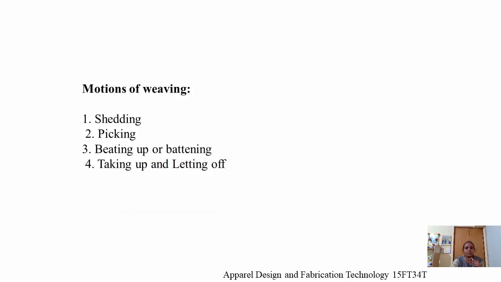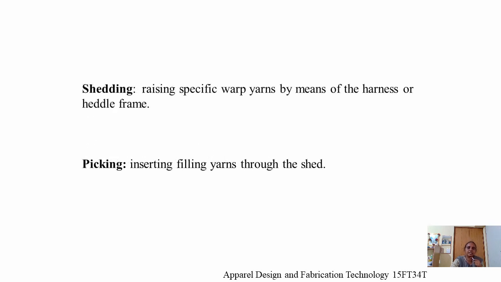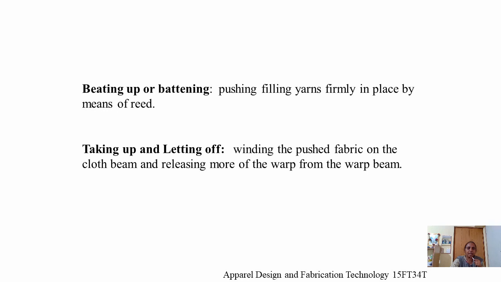Next, the motions of weaving. What are the motions of weaving? Shedding, picking, beating up or battening, taking up and letting off. These are the motions carried out during the weaving process. Shedding is raising specific warp yarns by means of the harness or heddle frame. Picking is inserting filling yarns into the shed. Beating up or battening is pushing the filling yarn firmly into place by means of the reed. Taking up and letting off is winding the fabric on the cloth beam and releasing more of the warp from the warp beam.